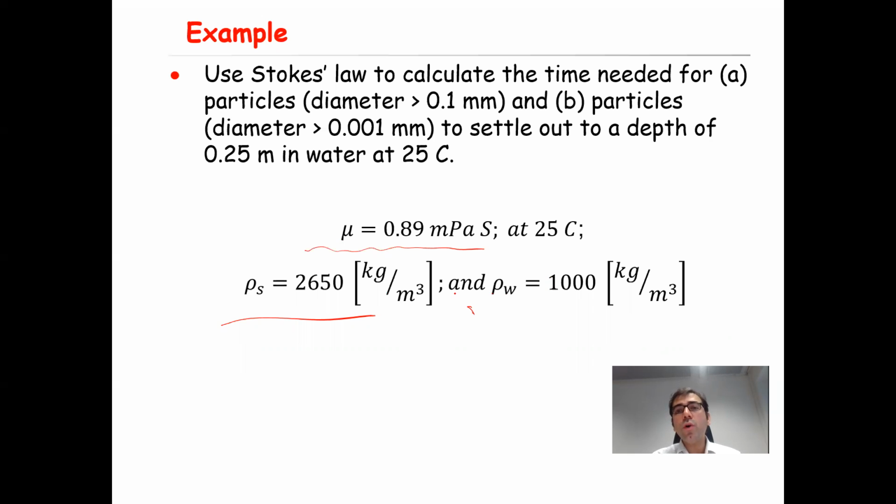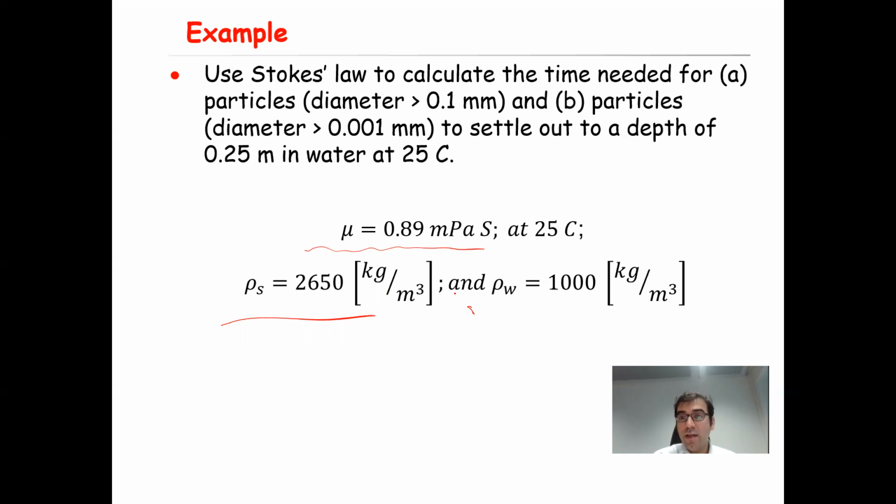Here, when the question is the time needed for particles larger than 0.1 millimeter, or 100 micron, to settle down, what I need to do is calculate the time needed for a particle with a size of 100 micron to settle. If I calculate that time, anything larger than that settles faster. So you just need to calculate the time needed for particles with a diameter of 100 micron to settle.